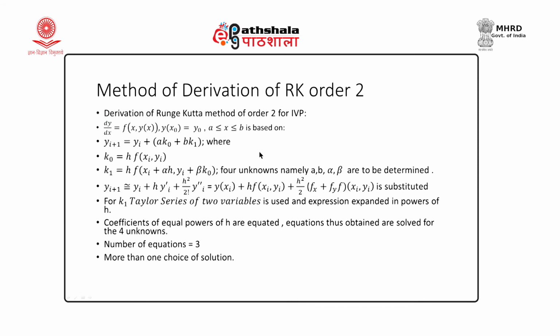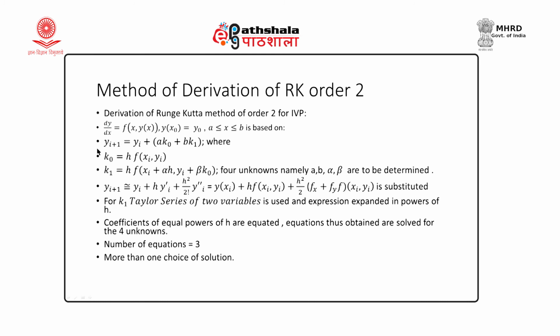Now, before we go to computational results, let us conceptualize how we derive this method of order 2. What is done is you try to derive a formula of the type y_{i+1} is y_i plus a k0 plus b k1. a is unknown, b is unknown. k0 is fixed, h f(x_i, y_i), and k1 is h into f(x_i plus alpha h, y_i plus beta k0), where alpha is a parameter to be determined, and beta is to be determined. So, there are 4 unknowns: a, b, alpha and beta.